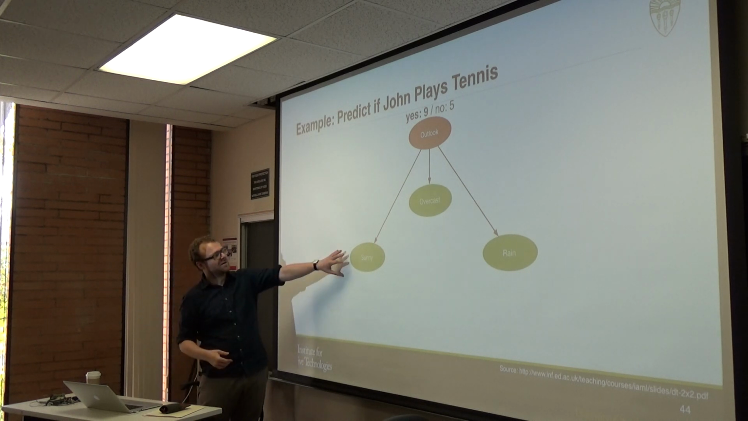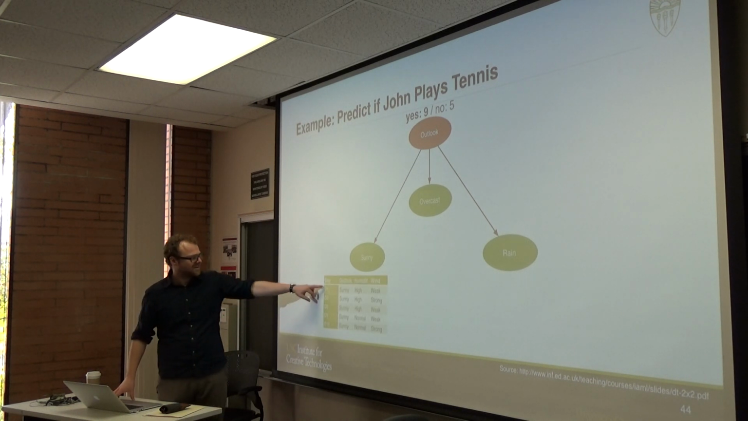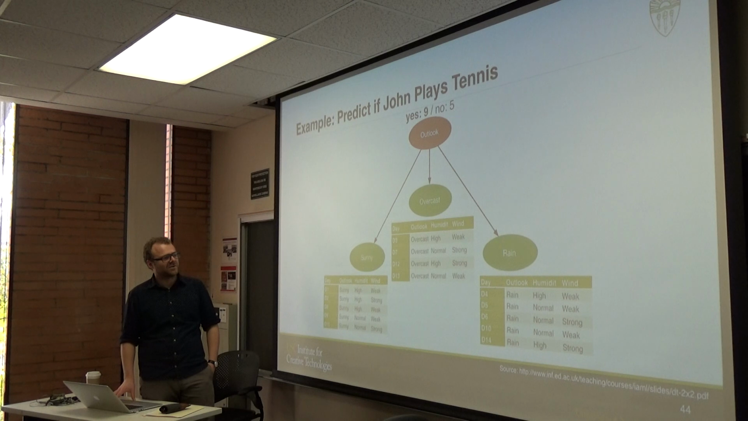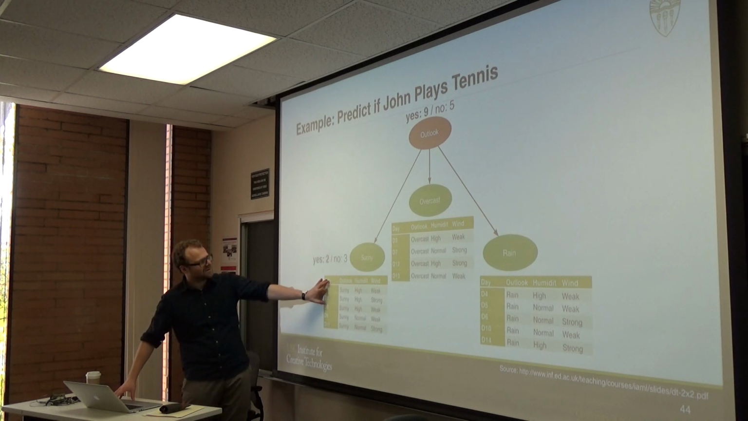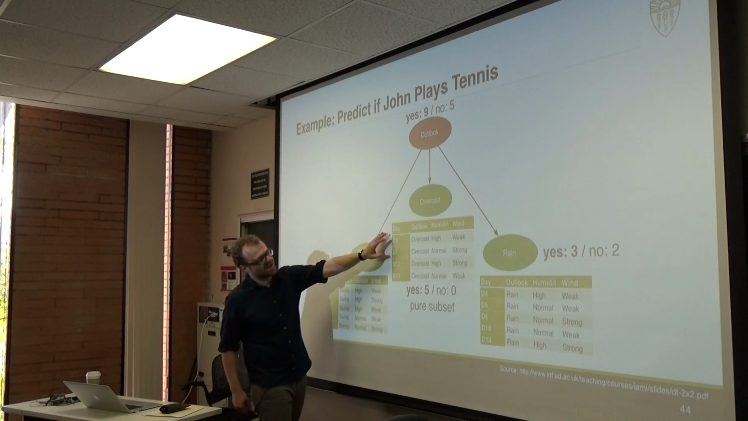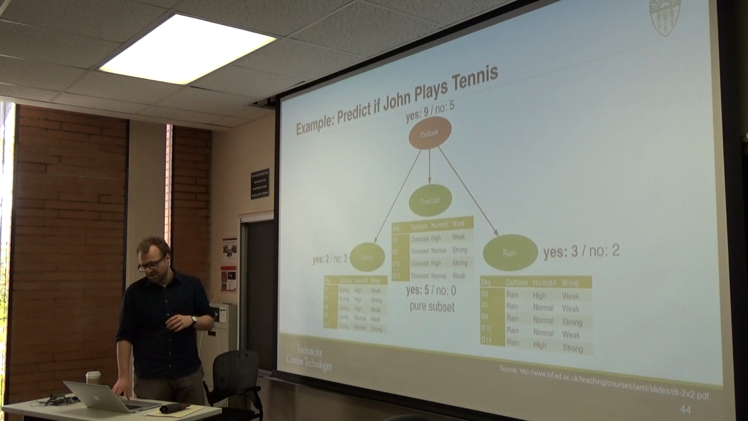And if we split it up into sunny, overcast, and rain, we can see the following: these 5 days fall into the sunny category, these 4 days fall into the overcast category, and these 5 fall into the rain category. In this case, he played twice, and 3 times he didn't play. In this case, he played 3 times, and he didn't play 2 times. And here, he actually played 5 times, so this becomes a pure set. That's where we're going to stop already.